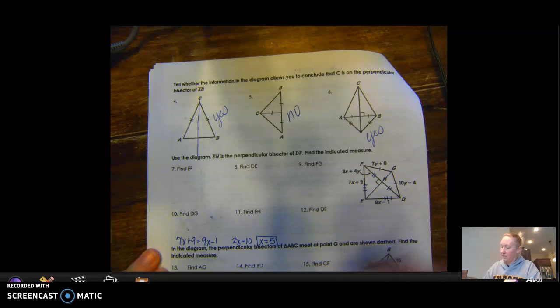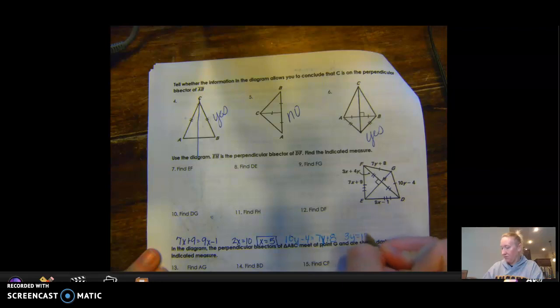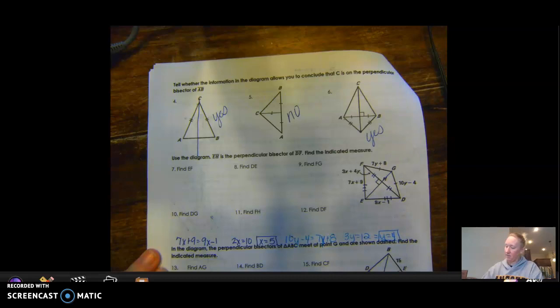I'm also going to find Y at the same time. So I'm going to set these equal to each other. 10Y minus 4 equals 7Y plus 8. Subtract 7Y, sorry, that should be Y, and I get 3Y. Add 4 and I get 12. So Y equals 4. And that's going to help me on finding all these.